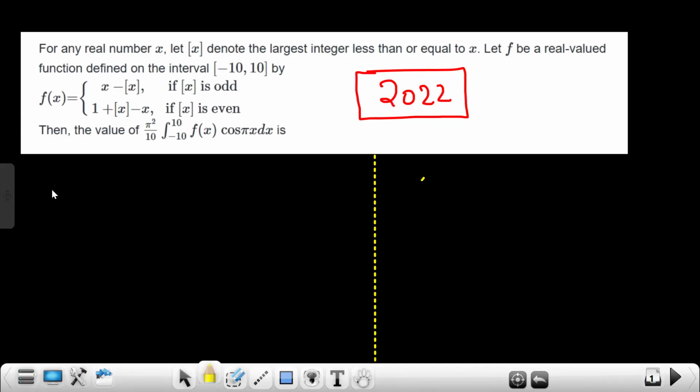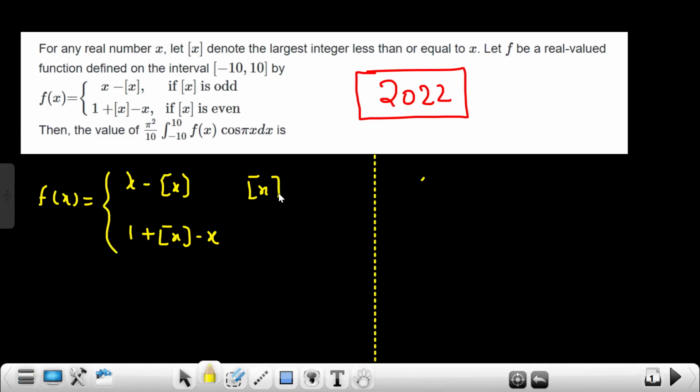They're asking the value of pi square by 10 minus the integral from -10 to 10 of f(x) cos(pi x) dx. So first we will understand the f(x): x minus [x] when [x] is odd, 1 plus [x] minus x when [x] is even.